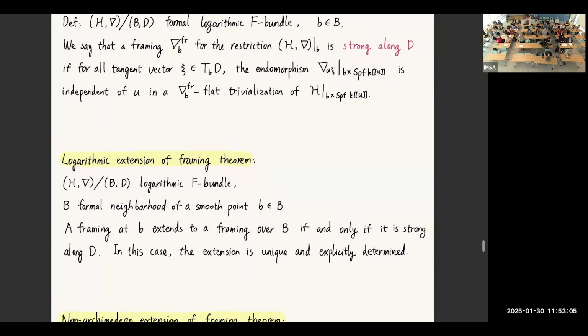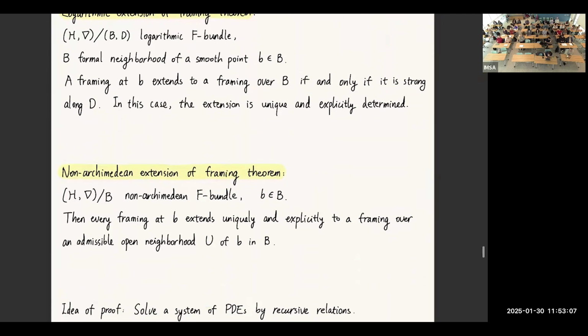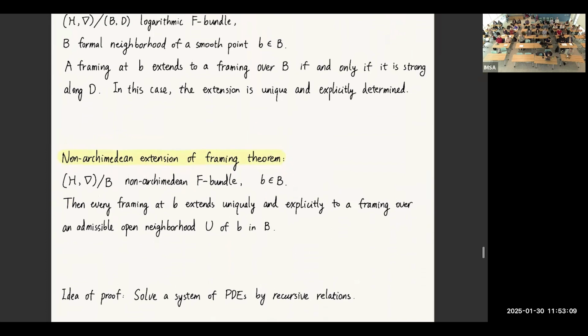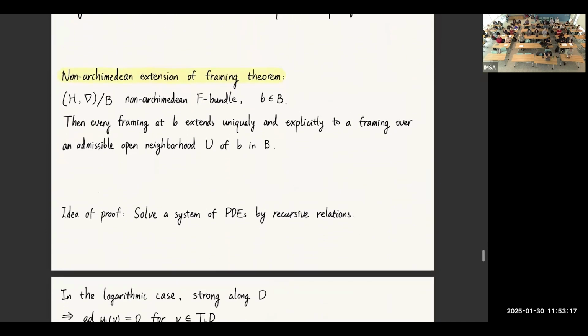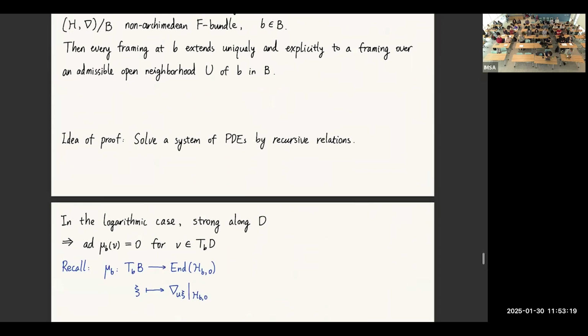That's the logarithmic case, and in the non-archimedean case, we need some estimate on the convergence. So for the ideal proof, it's again solving carefully a system of PDEs.